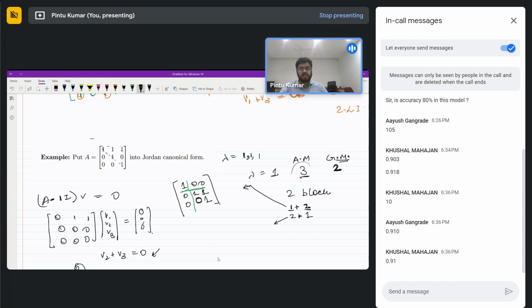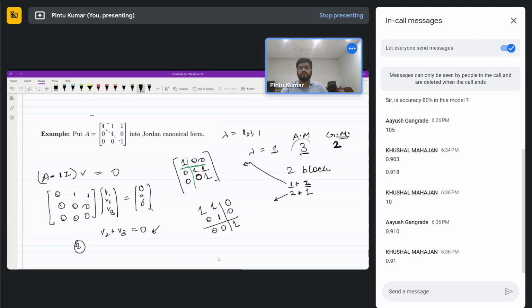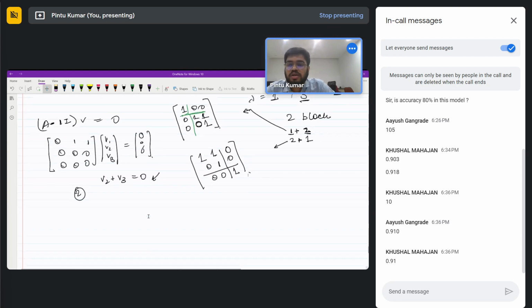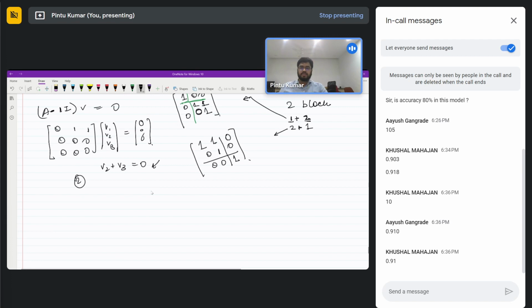If you consider the other way around, the first block will be of size 2 and the second block will be of size 1. So this is the matrix that you will obtain for the Jordan canonical form. So these are the two possibilities. Now let's do one more thing. Let's find its eigenvectors. So V2 plus V3 is 0 and V1 is independent.